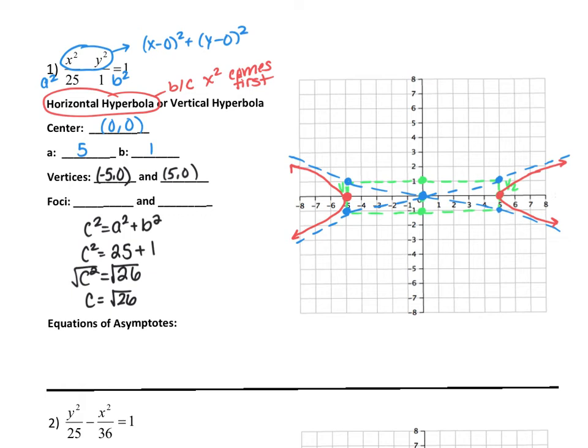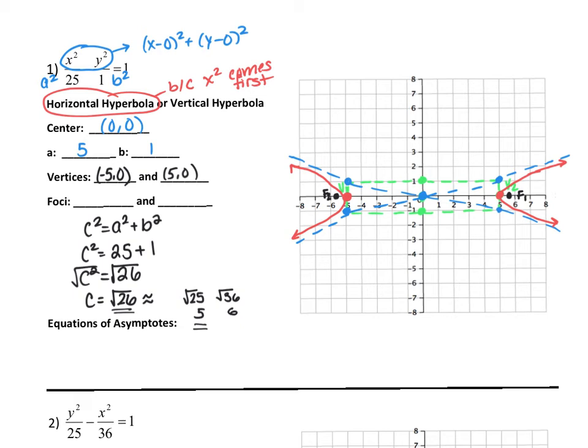So basically, we need to figure out the decimal equivalent of the square root of 26. Well, we know that the square root of 26 will be in between the square root of 25 and the square root of 36. We know the square root of 25 is 5 and the square root of 36 is 6. So the square root of 26 is probably a little bit bigger than 5. So you can go ahead and estimate and just put it right there, and we'll call that foci 1, and 5 from the center here we'll call foci 2. And that would be our graph.